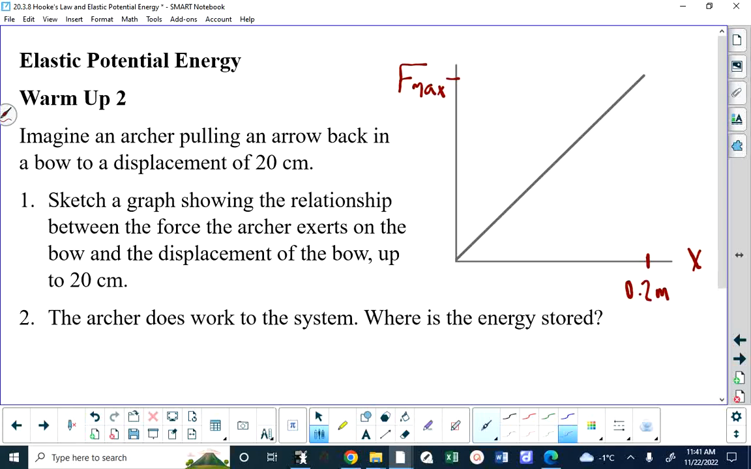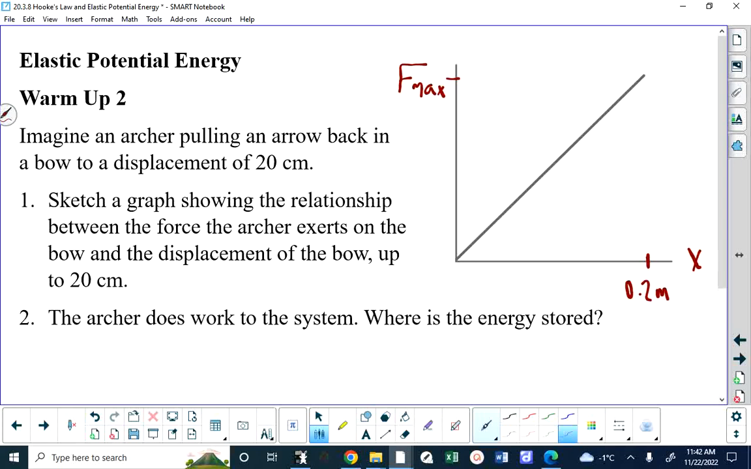In the bow-arrow system, because you could argue that it's stored in either. When I let it go, if you think it's stored in the bow, it's going to transfer immediately to the arrow. But maybe answer this question: what type of energy is in the bow-arrow system? So it's stored in the potential energy of the arrow, or the potential energy of the bow-arrow system. I'm actually going to stick with arrow.